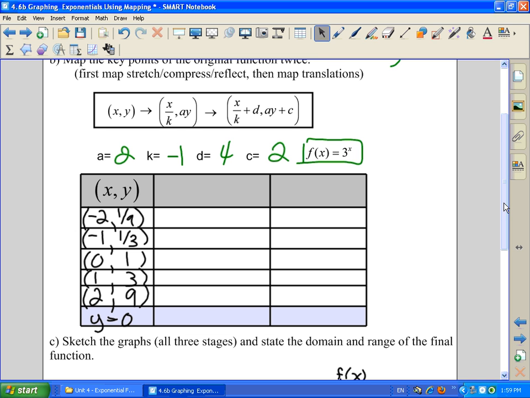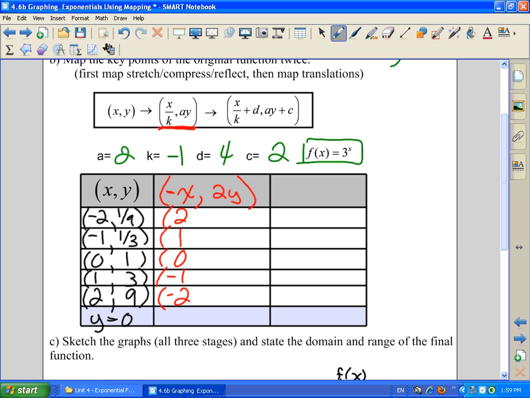Taking a look at our second stage, which is our transformations, which is our a and k, we're going to say, hey, I've got x, and I've got divided by negative 1, which is the same as negative x when you've divided through, because you don't leave it as a denominator. And then you've got a times y, so a is 2, so we're going to have 2y. This isn't that bad today. For this example, I like it actually, because when you change the sign, it's going to be 2, 1, 0, negative 1, negative 2.